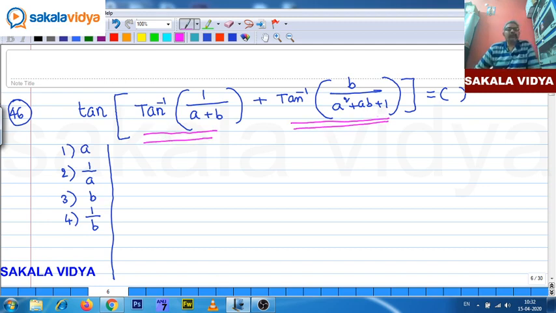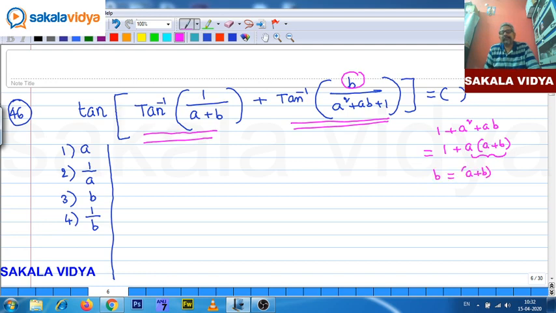Okay, let us do it now. First let us make a plan like this. 1 plus a square plus ab can be written as 1 plus a common, a into a plus b. Now, just let us think. With the help of a and a plus b, how do you get b? Yes, b can be written as a plus b minus a. So, now let us apply this plan.